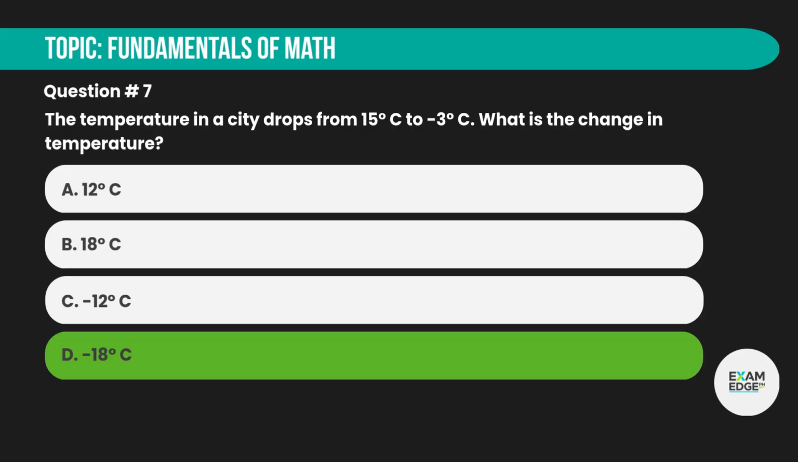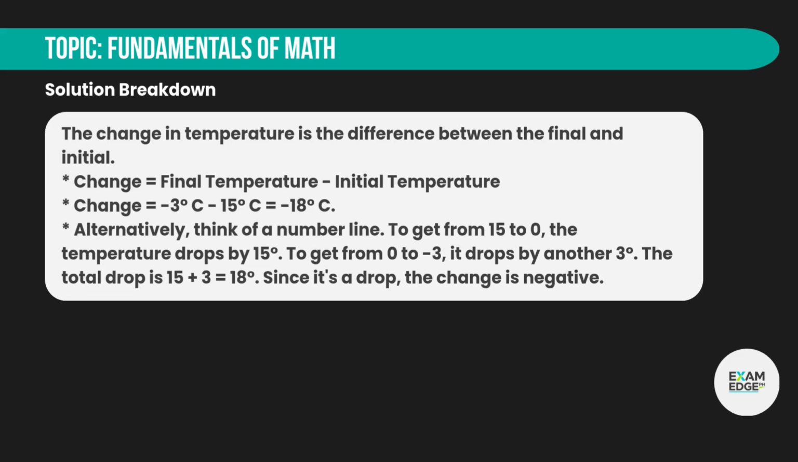Correct answer. D. Minus 18 degrees Celsius. Solution breakdown. The change in temperature is the difference between the final and initial. Change equals final temperature minus initial temperature. Change equals minus 3 degrees Celsius minus 15 degrees Celsius equals minus 18 degrees Celsius.